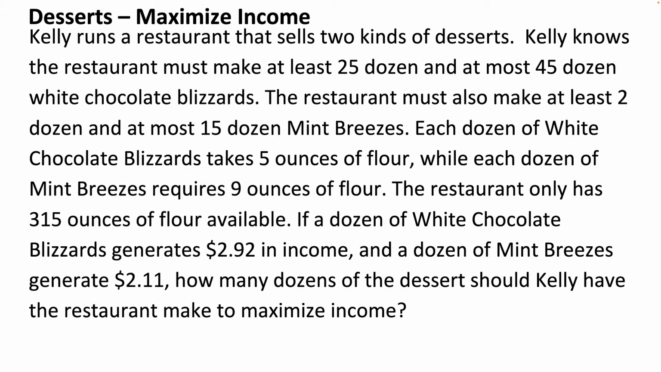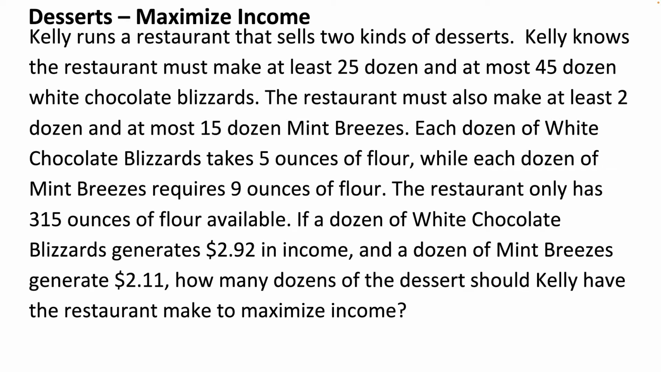Let's take a look at our example problem for this video. Kelly runs a restaurant that sells two kinds of desserts. Kelly knows the restaurant must make at least 25 dozen and at most 45 dozen white chocolate blizzards. The restaurant must also make at least 2 dozen and at most 15 dozen mint breezes.